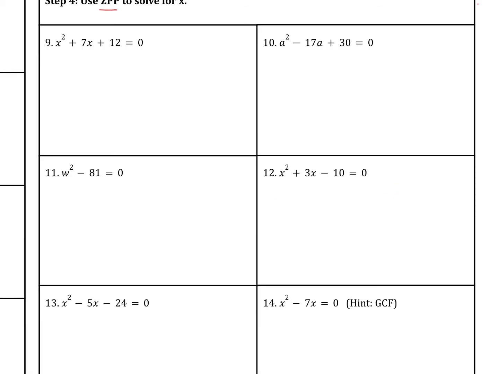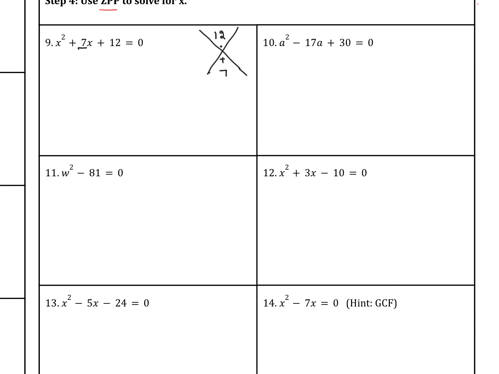Now we are going to do more practice on solving the quadratic equation by factoring. The first question we are going to do is number 9. For that, we are going to make a cross. On the top of the cross is 1 times 12, and that's just 12. On the bottom, you write the middle number, that is 7.